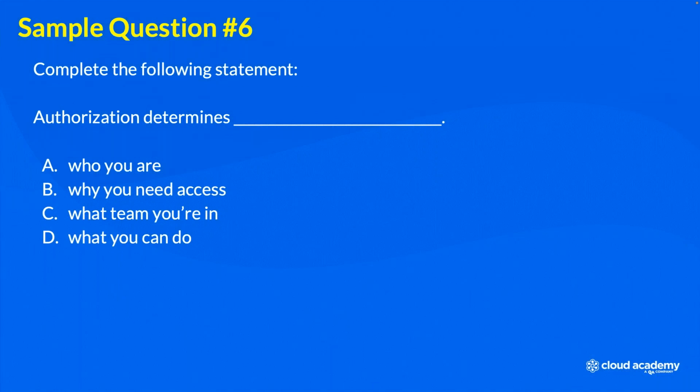Question number 6. Complete the following statement. Authorization determines blank. Okay, so this is my attempt at simulating a fill in the blank question. It's a pretty short one. Most of them are not this short. And I don't have the drop-down menu in here, but normally you'd have a drop-down you could choose from. So I sort of turned this into a multiple choice question. Okay, but authorization determines which of these: who you are, why you need access, what team you're in, or what you can do.